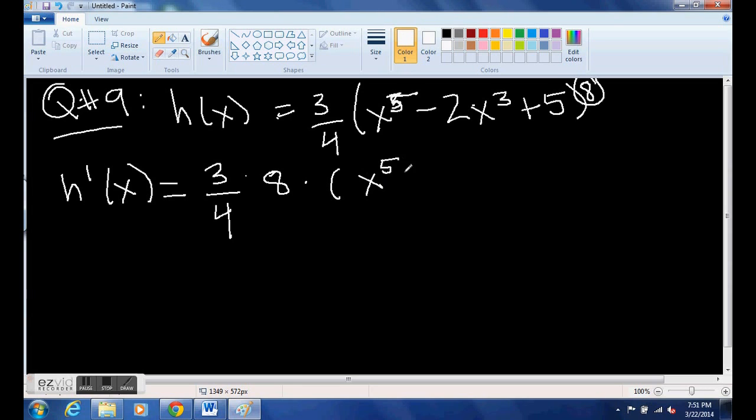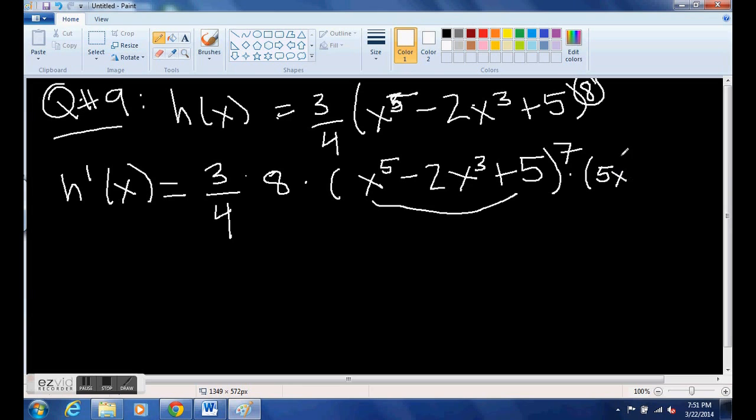x to the 5th minus 2x cubed plus 5. We subtract 1, that's 7. And now we multiply everything times the derivative of the inside. So take the derivative of this piece, which is 5x to the 4th minus 3 times 2, 6x squared, and that would be plus 0, so I'm just going to leave it.